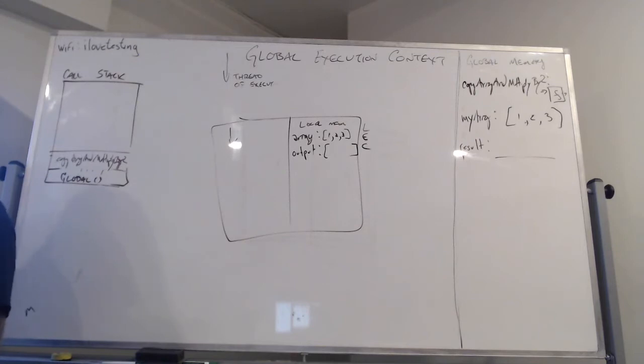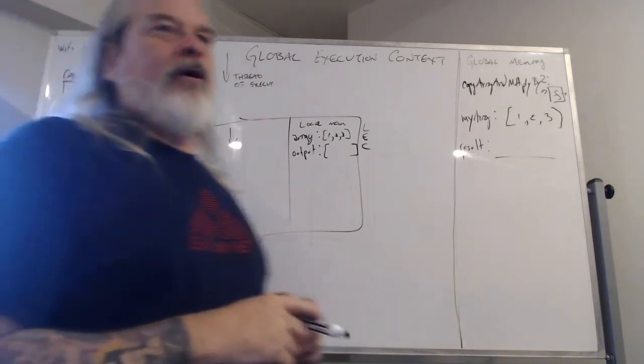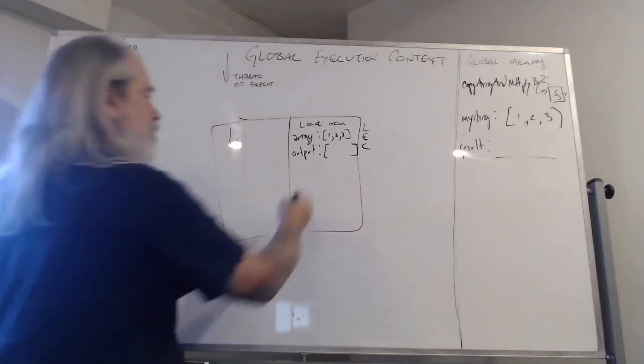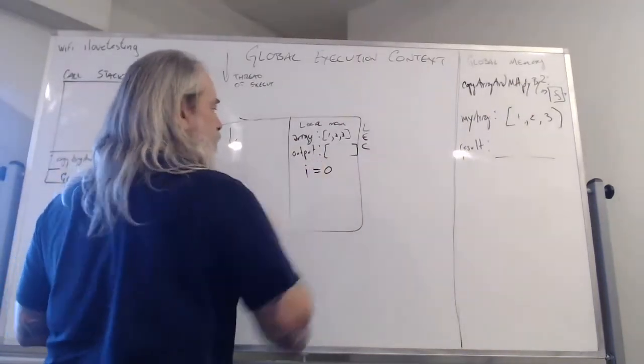I'll go into the for loop. All right, we're going to go to the for loop. We're going to iterate over this array. So the for loop has 3 parts here, right? So we are going to declare a variable I and set that to 0.